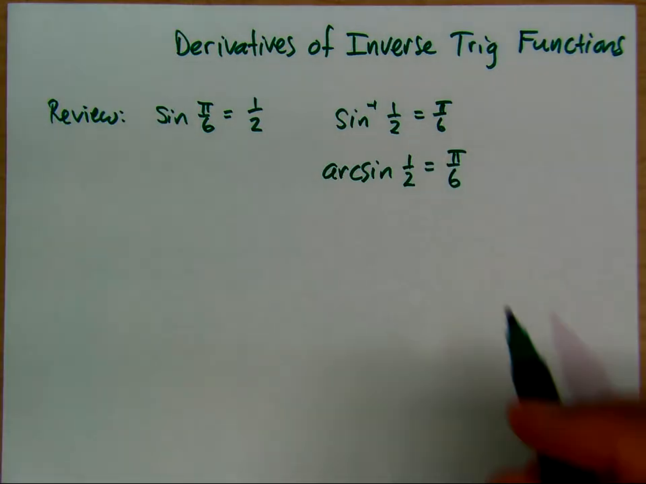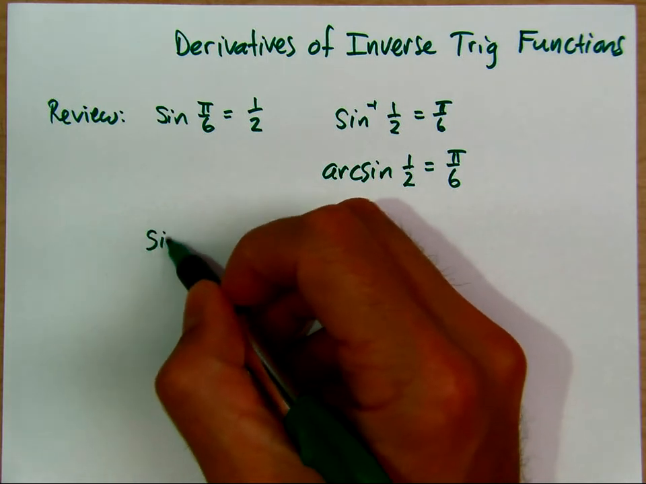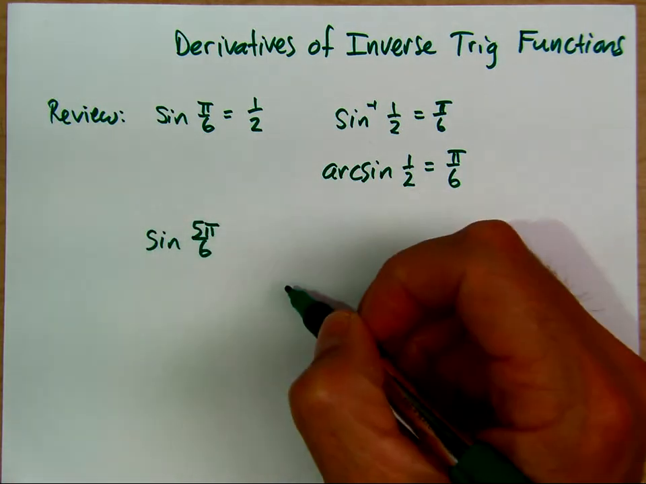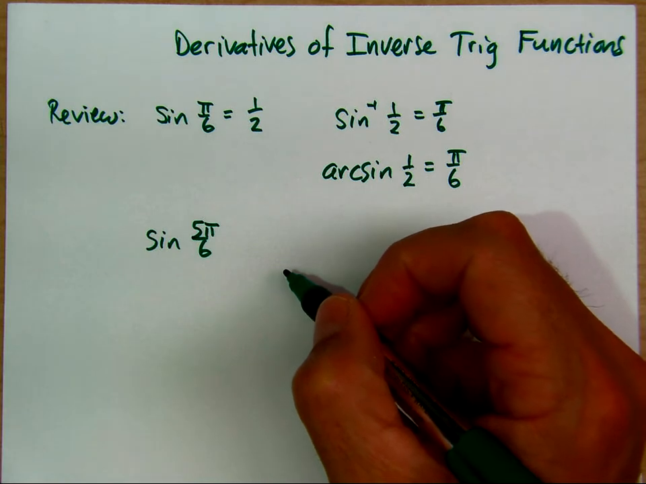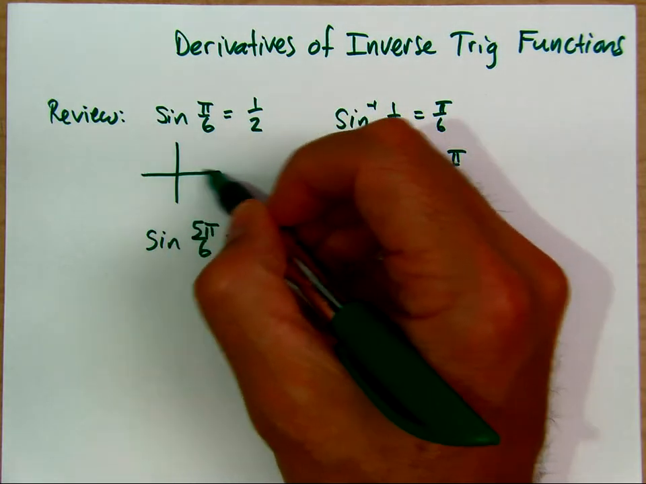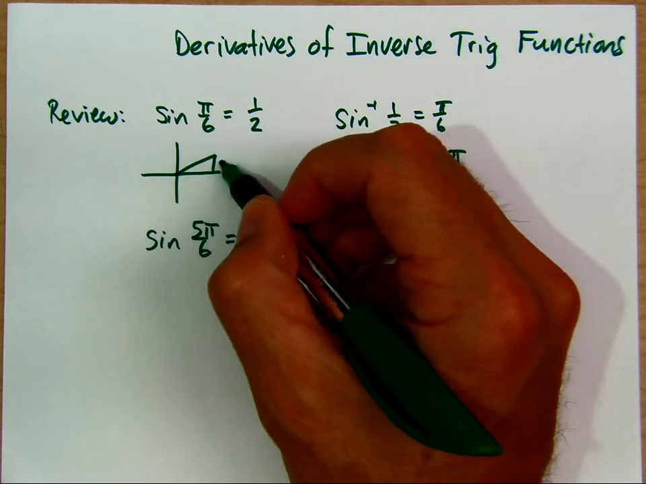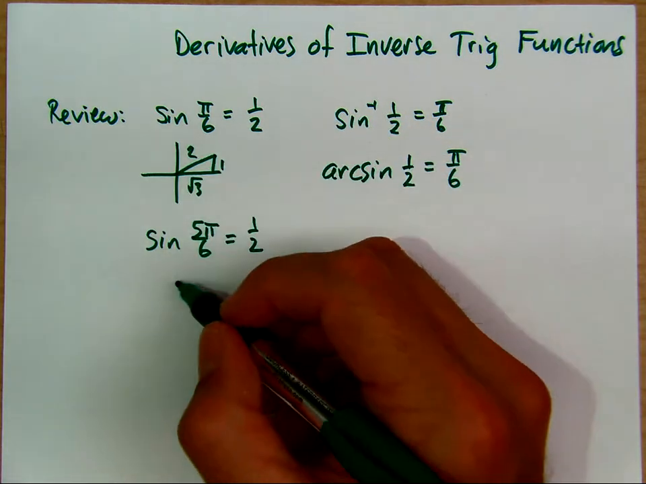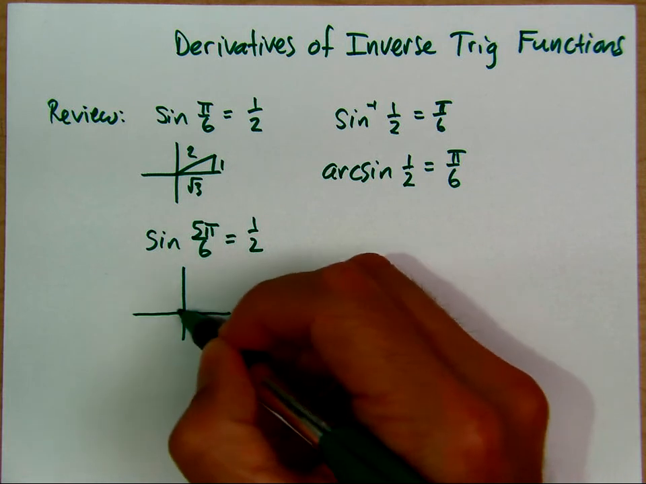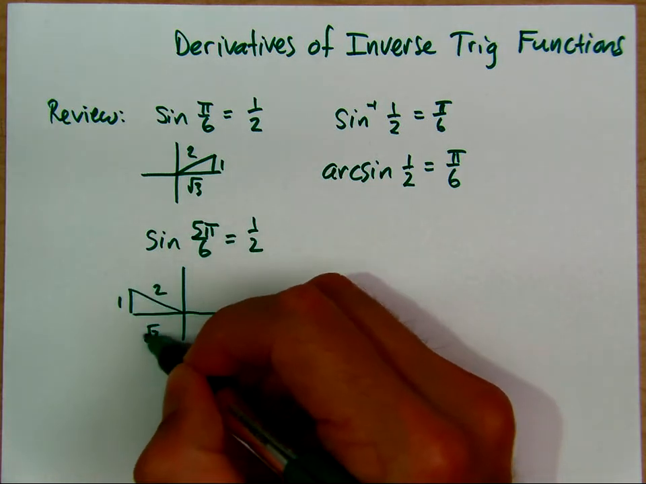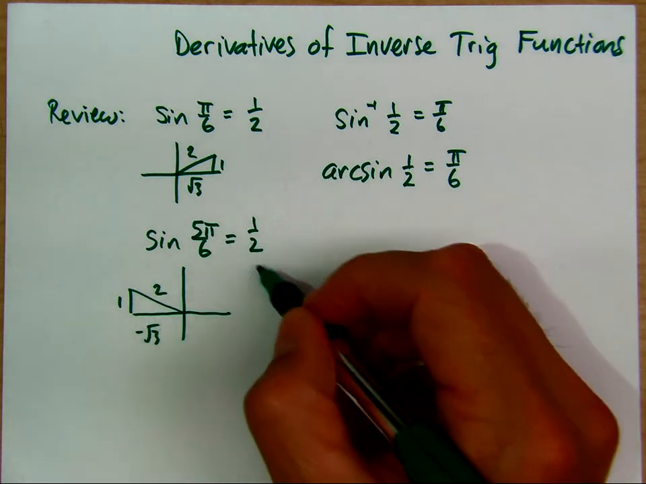But we have to be careful, because sine of 5 pi over 6 also equals 1/2. Here we have pi over 6. That's a 30, 1, 2, radical 3 triangle. Sine is 1 over 2. With 5 pi over 6, it's also a 30, 1, 2, radical 3 triangle, and we're also going to have 1/2.